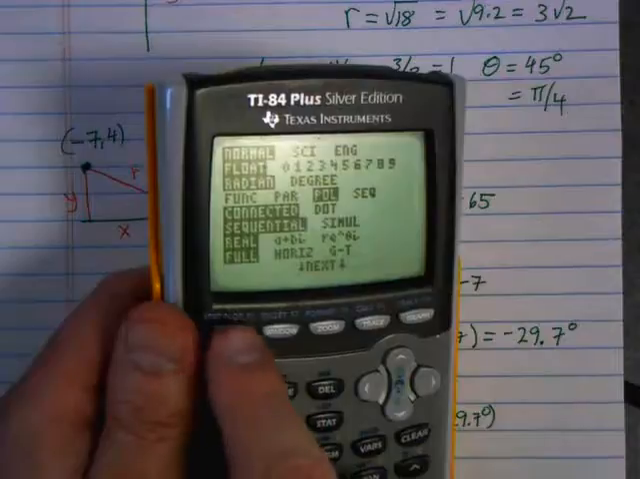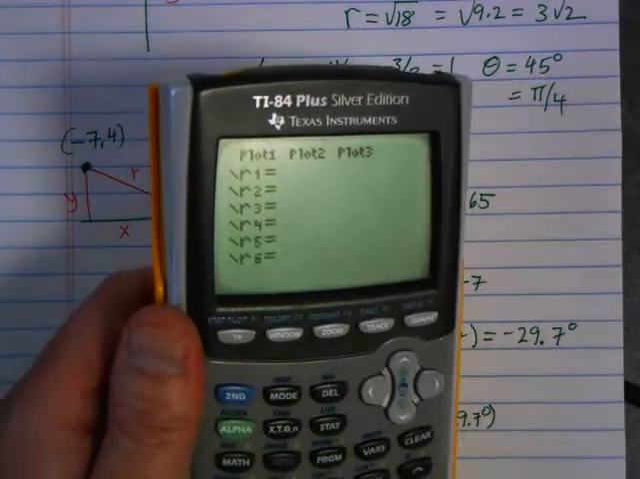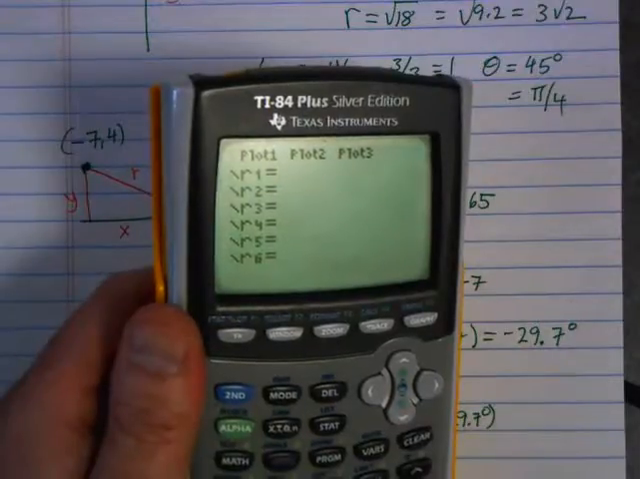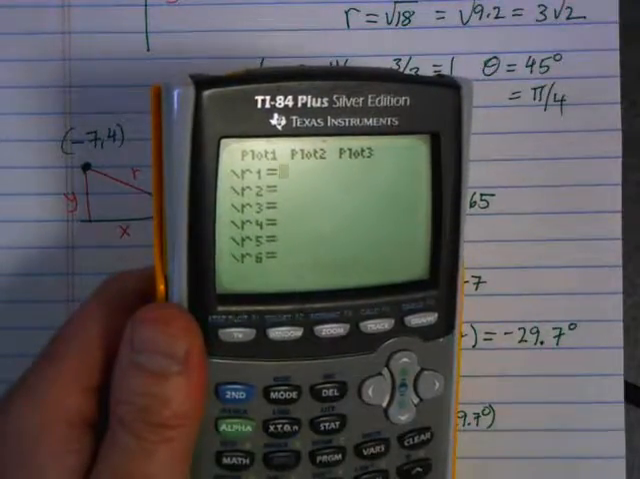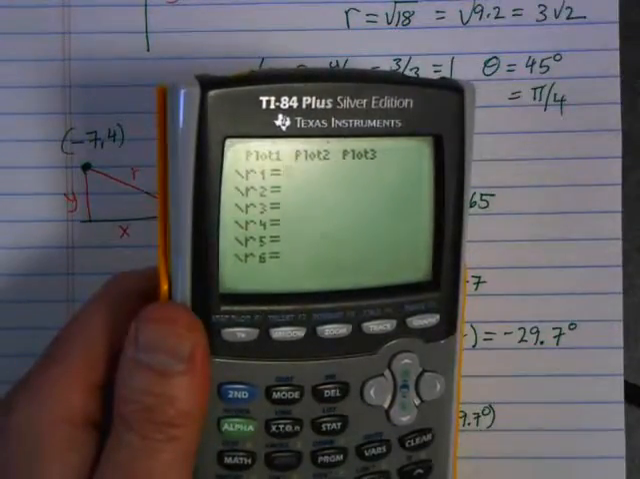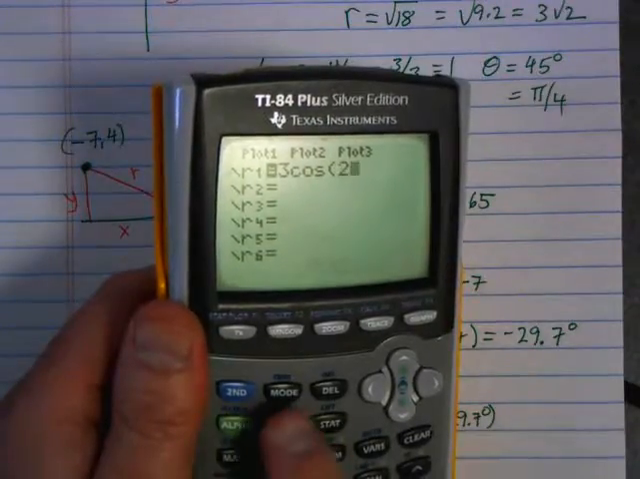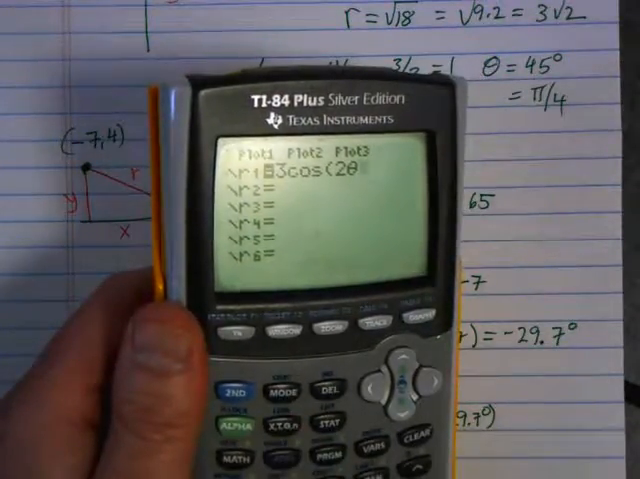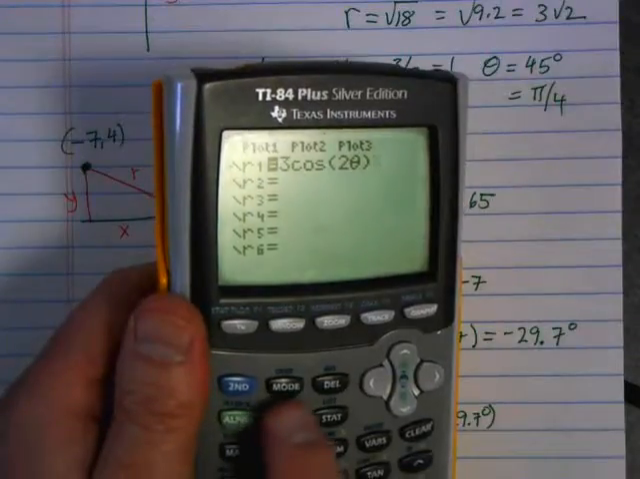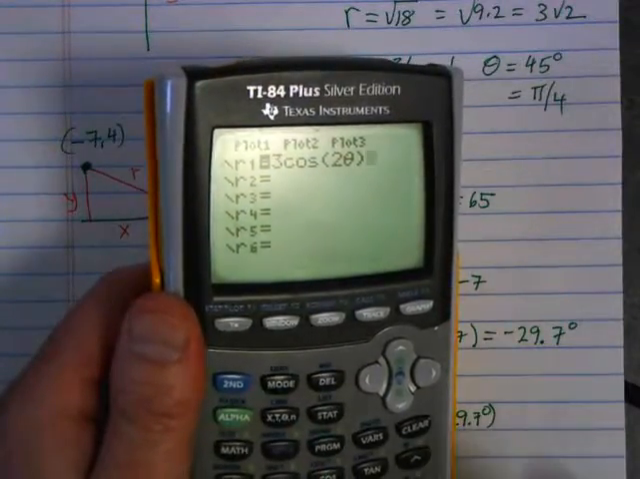And I'm going to go to y equals now. Notice it doesn't give me an x and a y anymore. Rather, it gives me an r and a theta. So I'm going to type in 3 cosine of 2 theta. I get theta using the x button, just like we always do, except now it's theta. And I'm going to draw a graph.